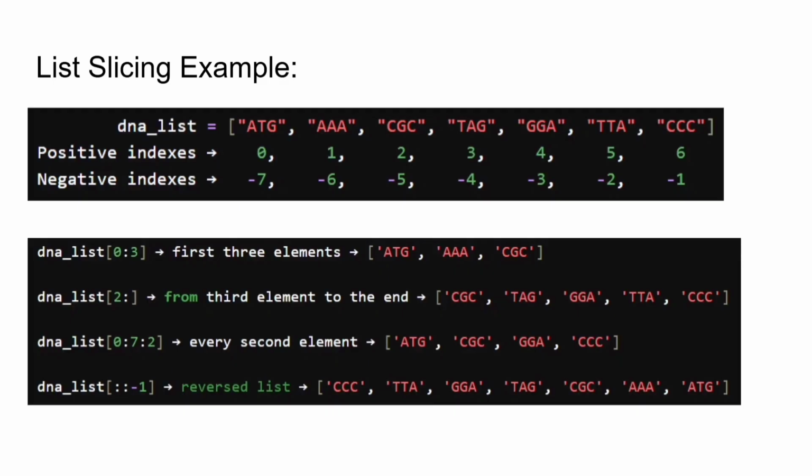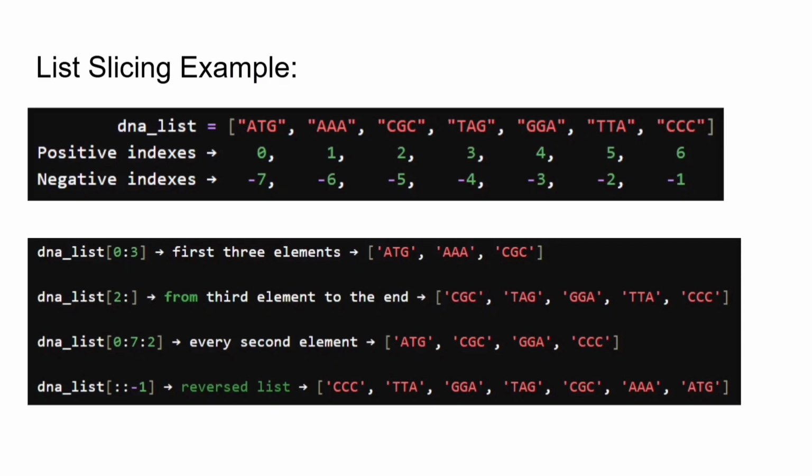If I want elements from the third element all the way to the end, I write DNA underscore list and inside square brackets I put 2 and a colon. This will return elements from index 2 to the very end. This gives CGC, TAG, GGA, TTA, CCC.